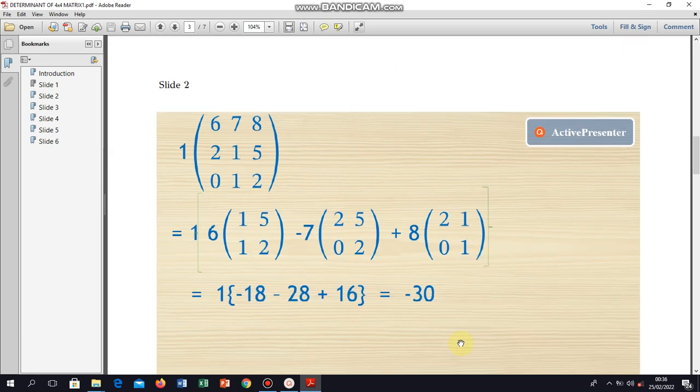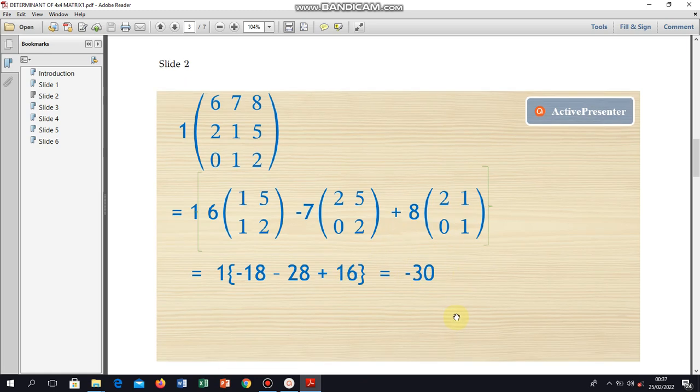Here it is. We move on to get the determinant in the normal way, the way we get the determinant of a 2 by 2 matrix. So that's 1 times 2, 2, then 2 minus 5 gives us negative 3. So 3 times 6 is negative 18. We move on again, there is negative 7. That is 2 times 2, 4; 4 minus 0 is 4, times negative 7 is negative 28. Then plus 2 times 1, 2, minus 0, times 8, that is 16. When you add, you get negative 30.